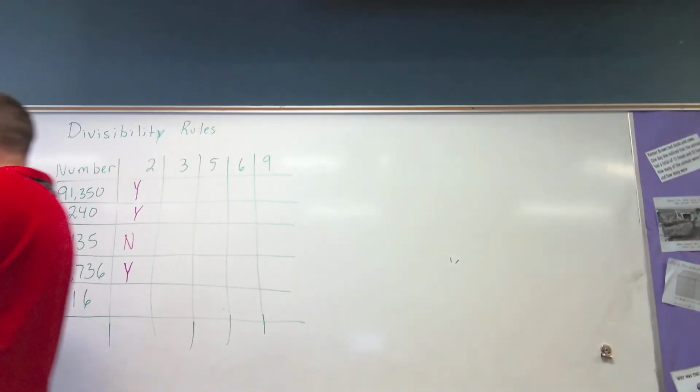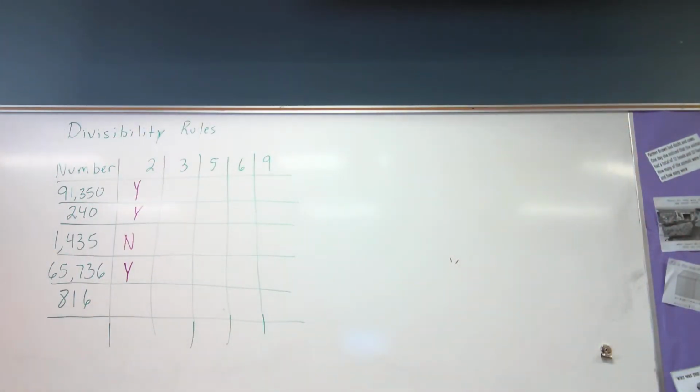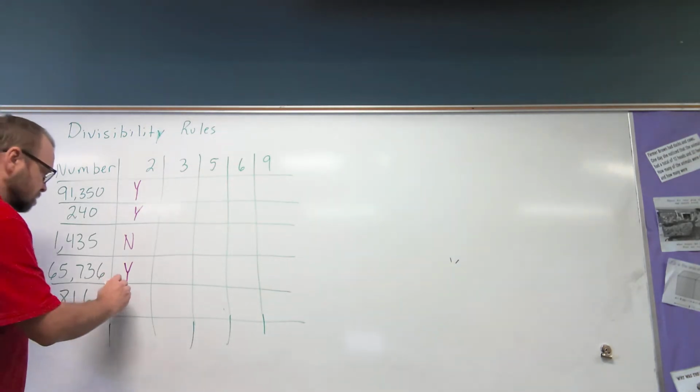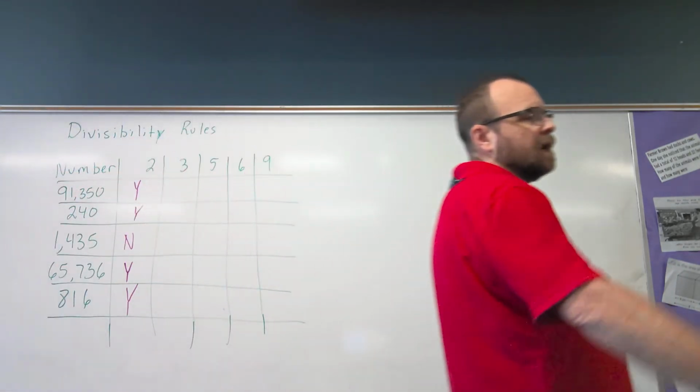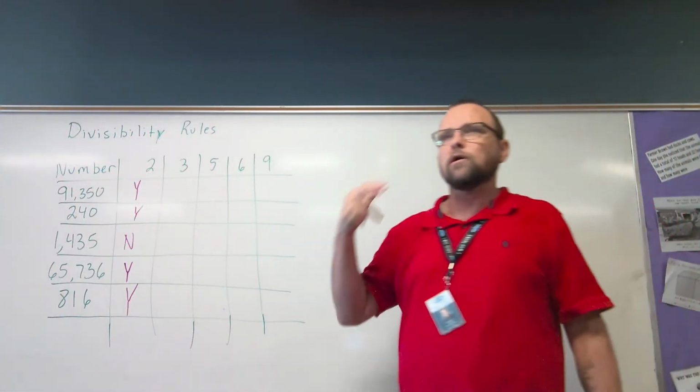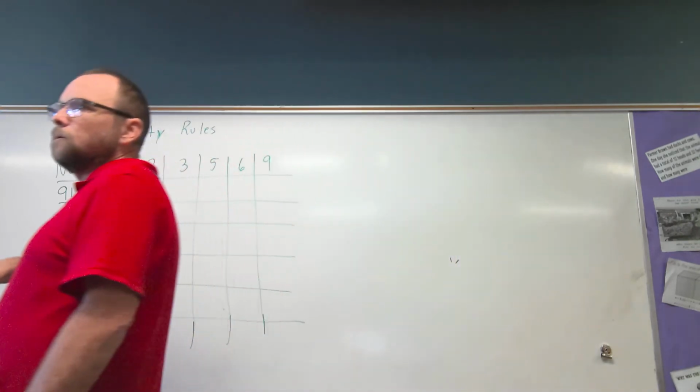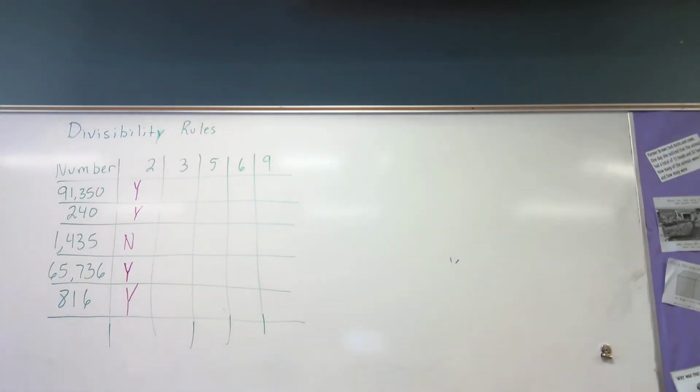Tamana, 816. Is that divisible by 2? Yes, because it has a 6 in the ones place. A number is divisible by 2 if it has a 0, 2, 4, 6, or 8 in the ones place. That means 2 is a factor of that number. That means 2 times something would equal 91,350.